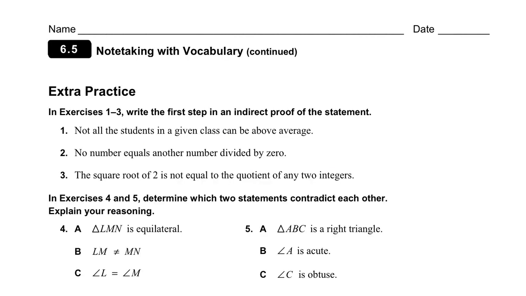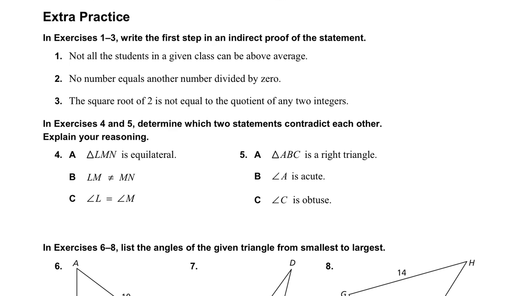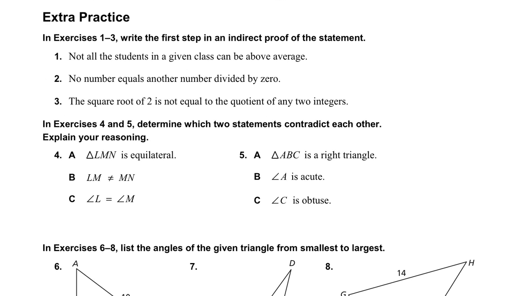Here we go. All right. Extra practice. Here we go. Write the first step. Now, this says first step in an indirect proof of the statement. So remember, with an indirect proof, we want to assume the opposite. So let's see if I can write small enough for this. Number one says not all students in a given class can be above average.